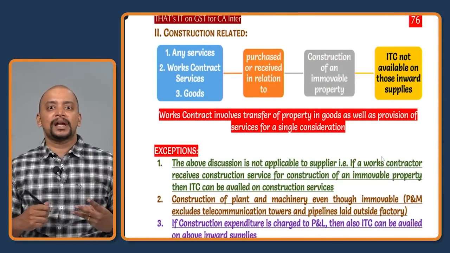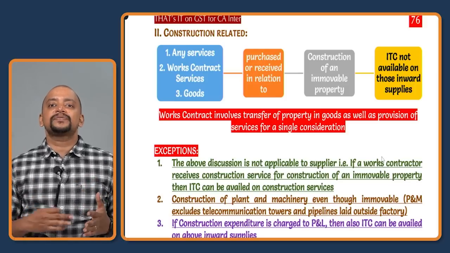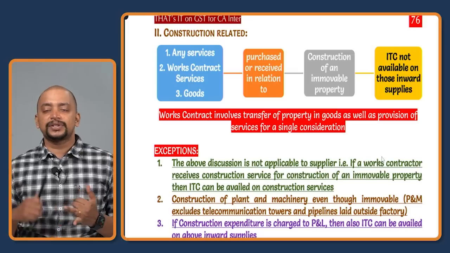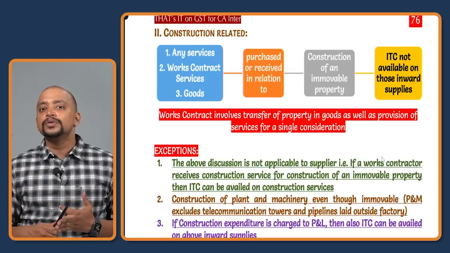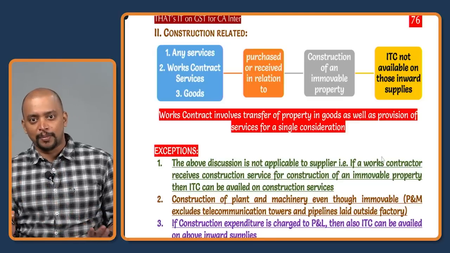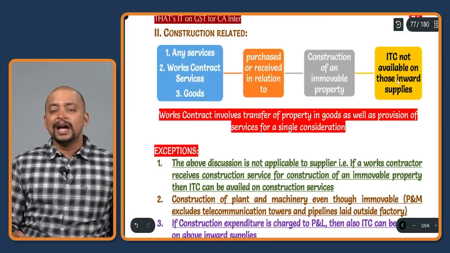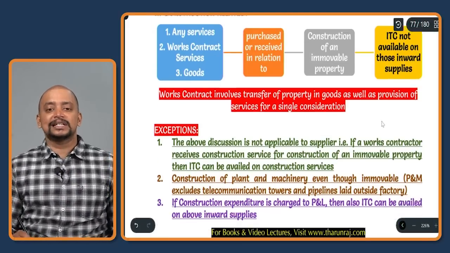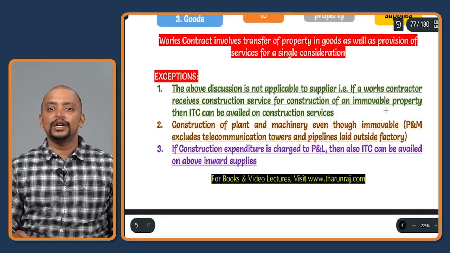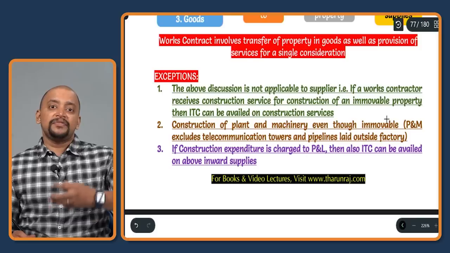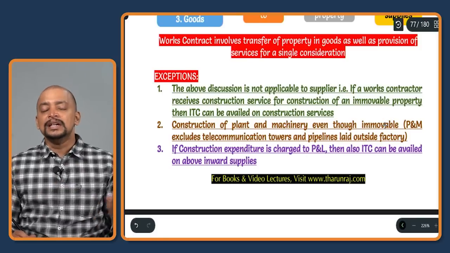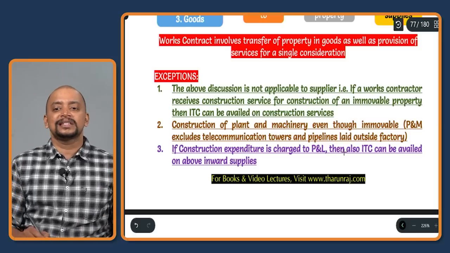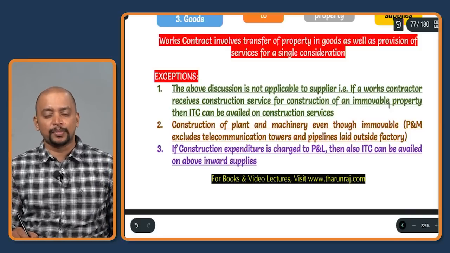Then construction related block credit. There are 3 inward supplies which are block credit when used for construction of an immovable property. What are they? Any service in relation to construction, works contract and any goods in relation to construction of an immovable property. It's a block credit. Is there any exception? Yes, there is an exception. This discussion is applicable only to the owner of the property. If a supplier of construction service is purchasing goods or receiving any service, he can take ITC because the restriction is only on the owner of the property.